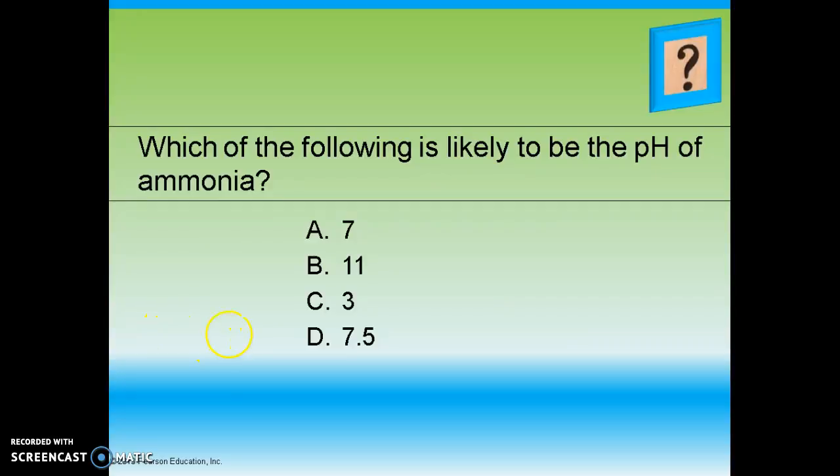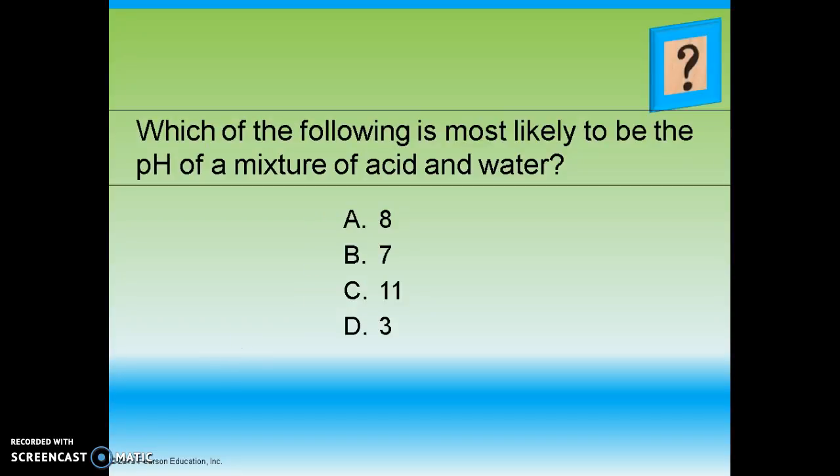Which of the following is likely to be the pH of ammonia? Well, ammonia is a cleaning product, and those are bases, and therefore 11 is the correct answer. Which of the following is most likely to be the pH of a mixture of acid and water? Three. Water is neutral, and adding acid to it will make it acidic water.